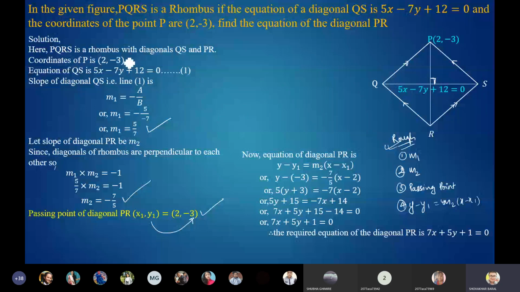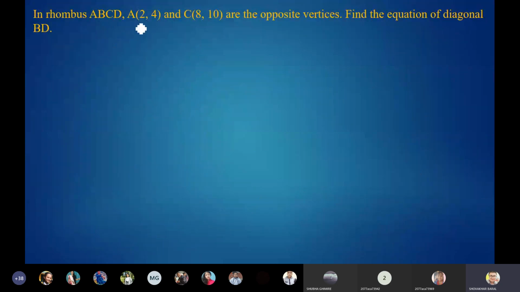So let's go to the next question. I think the next question is also based on the rhombus. Please copy this question. This is very important. In rhombus ABCD, A(2, 4) and C(8, 10) are the opposite vertices. Sometimes, most of the time, it may be asked in this way. Find the equation of the diagonal BD.